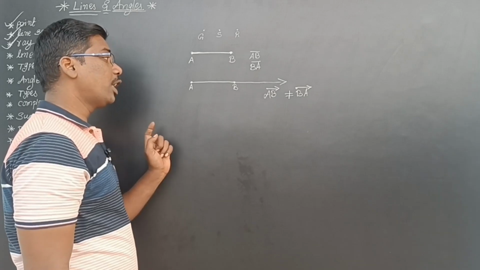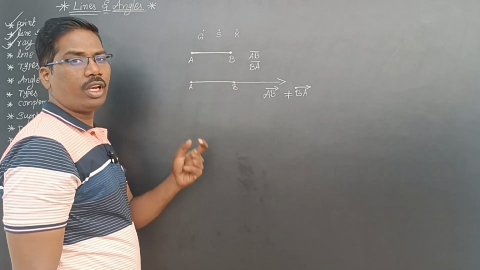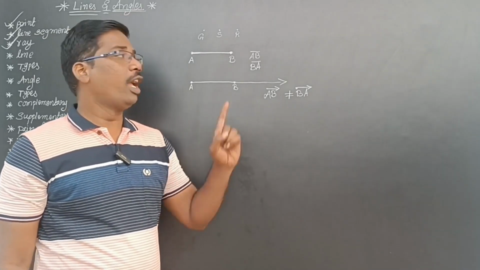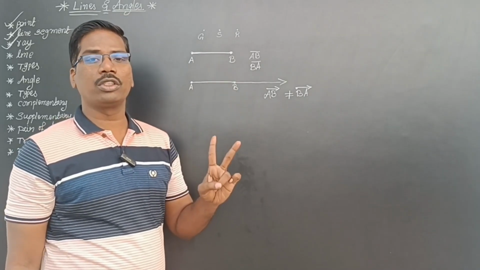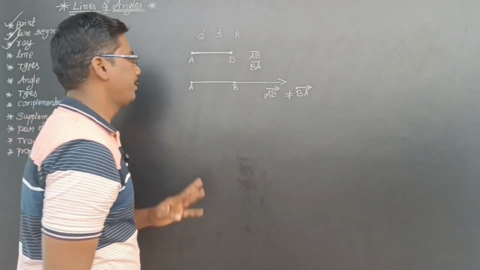And if you observe, how many endpoints are there? Only one endpoint is there. A ray has only one endpoint. A line segment has two endpoints. A ray has one endpoint. Most very important.